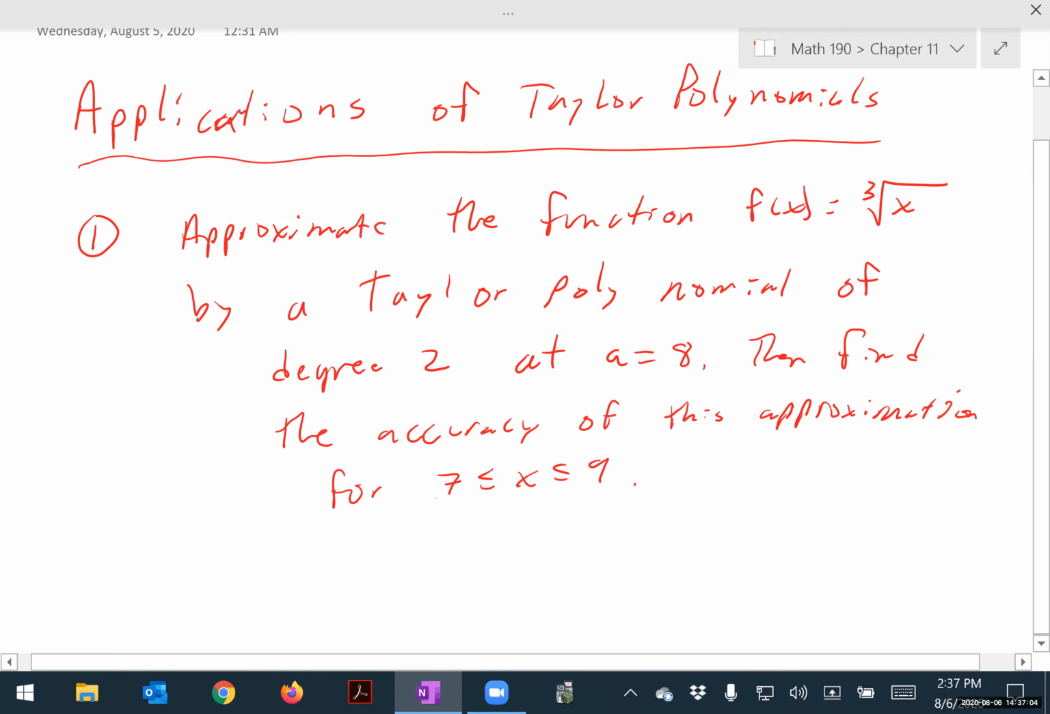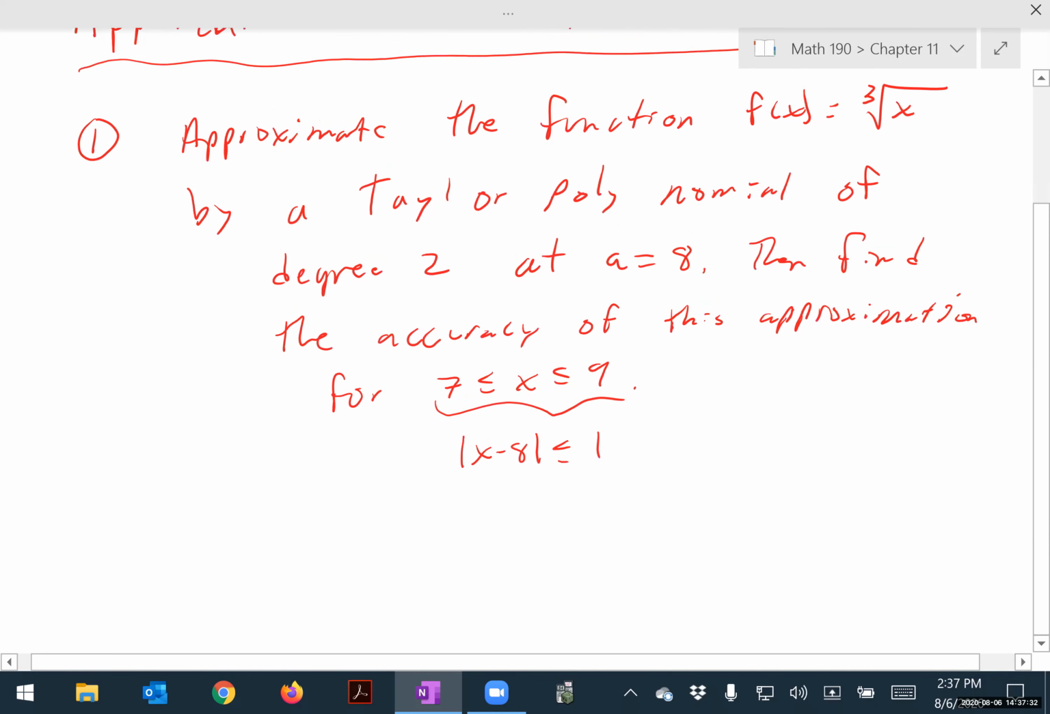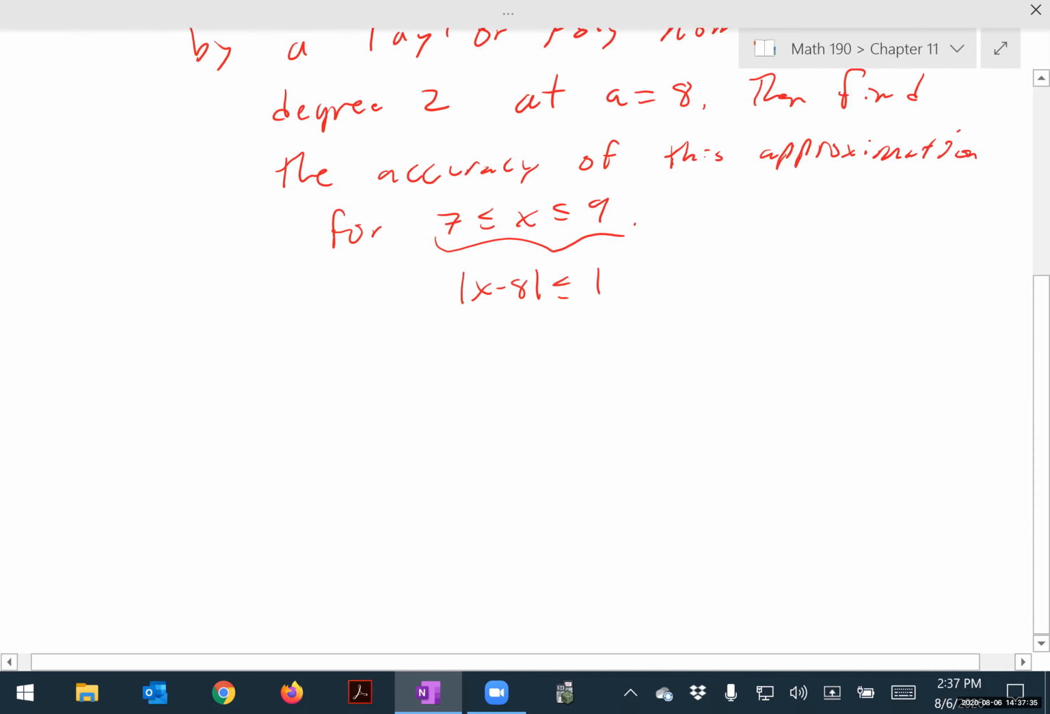Think of it as how did we get this? We did absolute value of x minus 8 is less than or equal to 1, right? So think of it like that, because that's going to be our radius of convergence. We want to find the accuracy for radius of convergence of 1. First let's find the Taylor polynomial itself for the cube root of x. I'm going to rewrite this as f of x equals x to the 1/3.